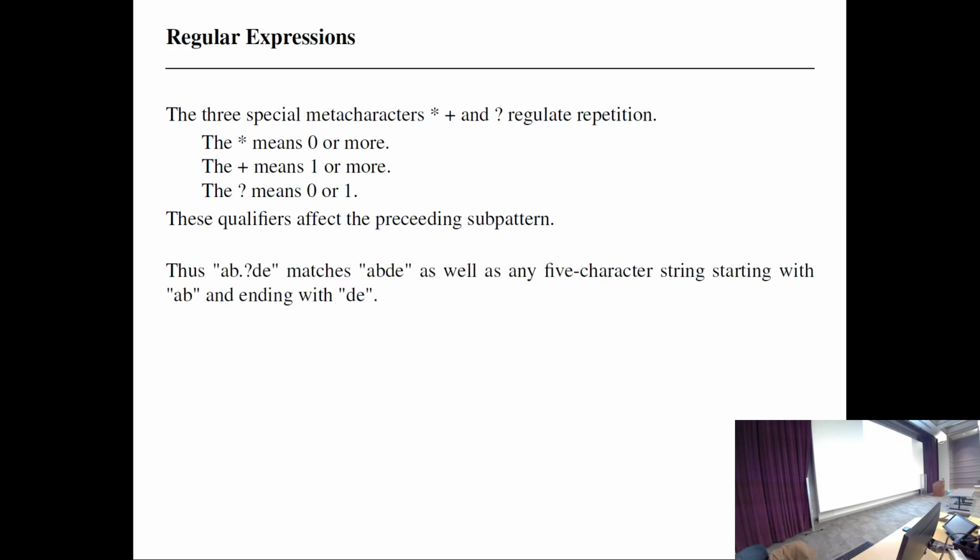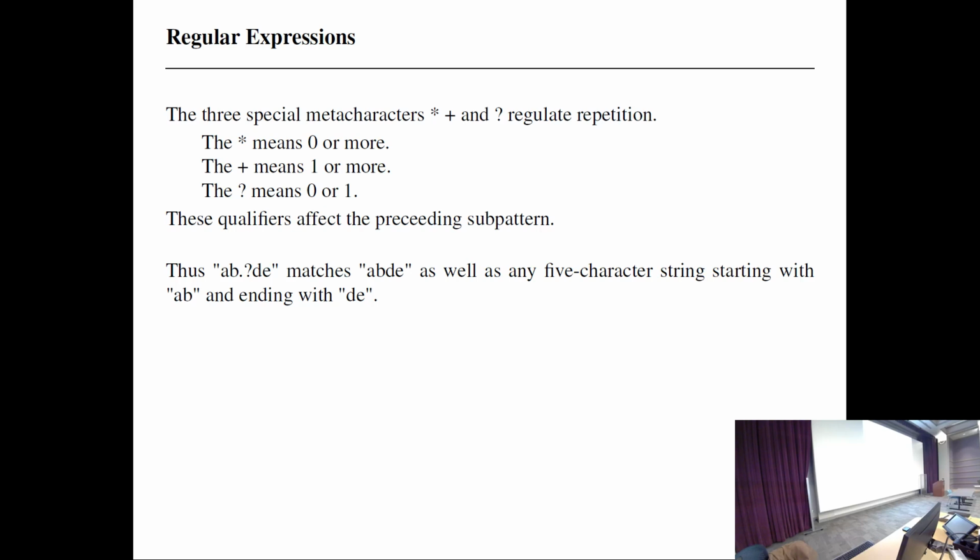So for example, AB.?DE, we know that dot matches any character. But when I put a question mark after it, it also allows me to match ABDE where the character is missing. Because the question mark says there are either 0 or 1 periods. Period matches any character, but if there are 0 periods, then that allows it to match this as well. So the question mark modifies the character right before it. If the character right before it is just a simple character like the A, then it says either there's an A or there isn't. But if the character right before it is a metacharacter, like the period, then you have to interpret that metacharacter 0 or 1 times.